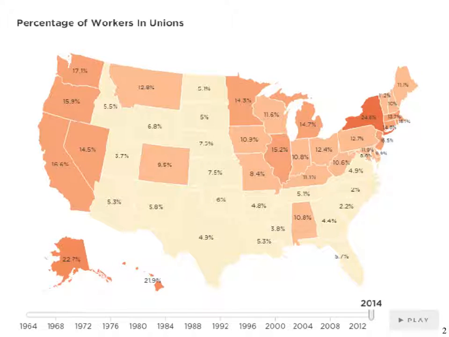And then you see in this last graph the percentage of workers in unions. This was as of 2014. The percentages generally have fallen even lower than the percentages you see on the graph. And that's it.